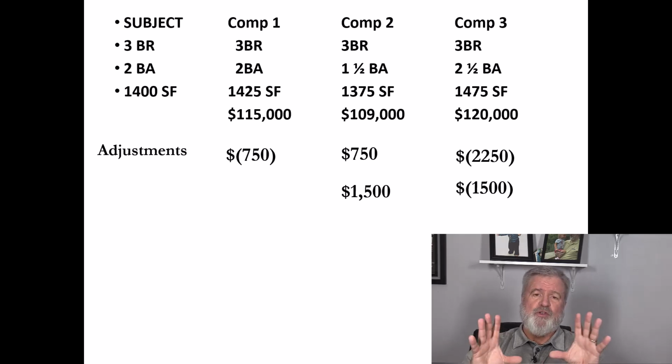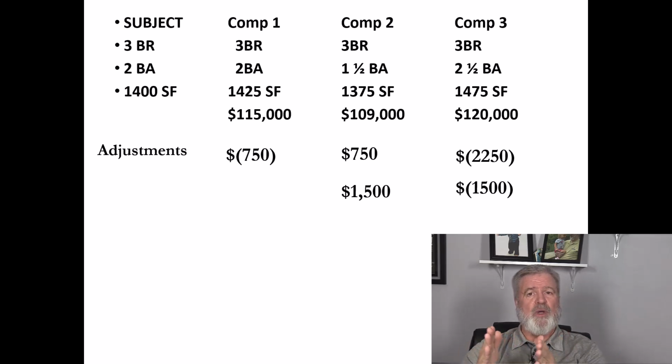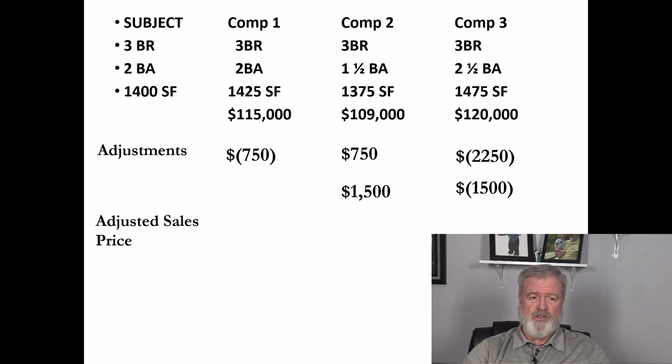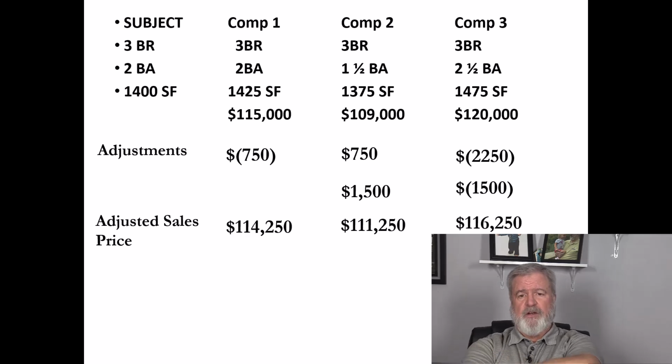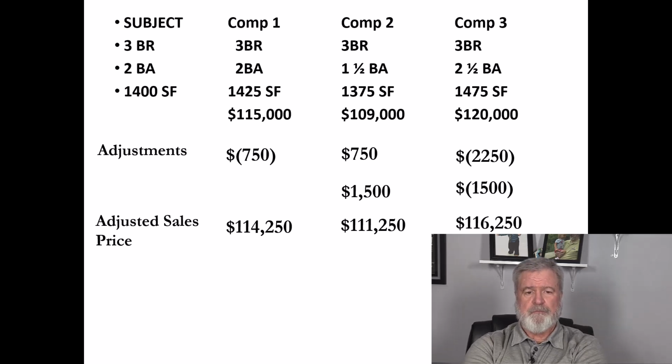All right, so now once you've got to this point, you now know what adjustments need to be made to each of the comparable properties. Then you need to take the sales price of each comp and either add or subtract whatever the adjustments are. And I'll go ahead and just throw them out there. And there you see what the adjusted sales prices are.